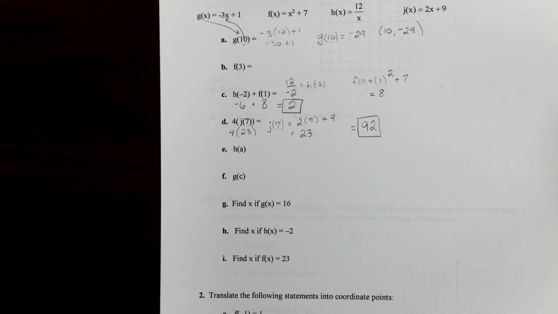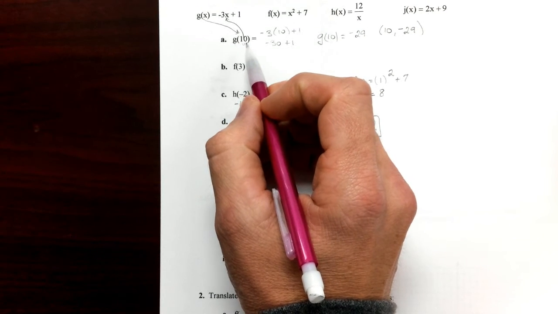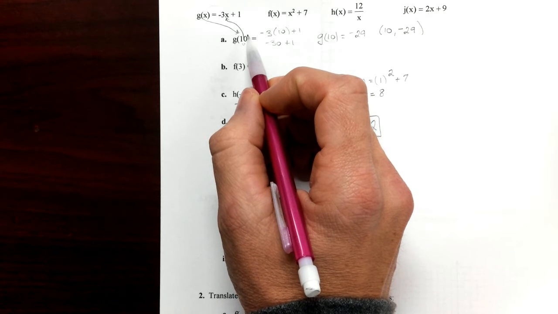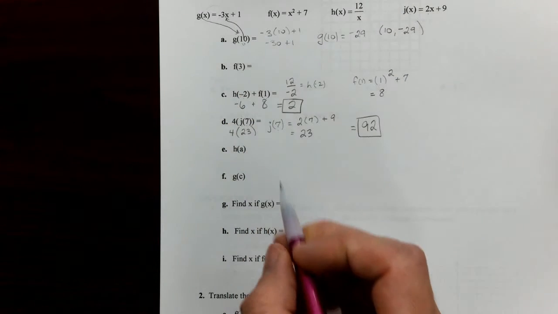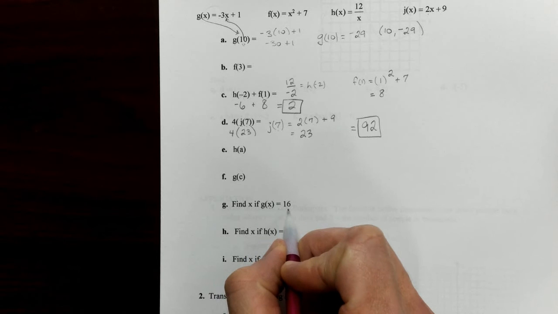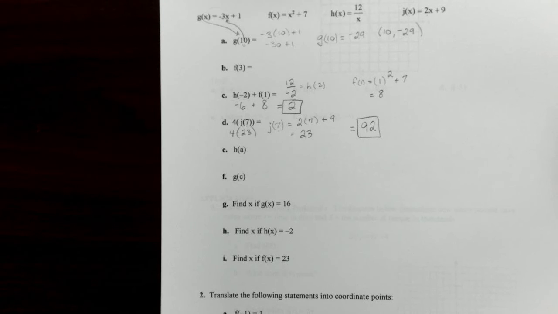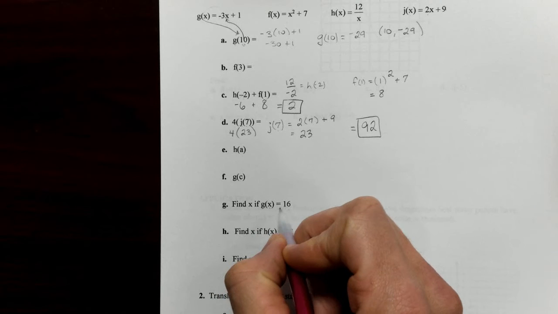That is new. Okay, so let's look at the difference between A and G. For A, the number is inside your parentheses. So this is telling me this is the x value. So x equals 10. Look at G. This says that G of x equals 16. That 16 is not in the parentheses anymore. This is telling you that the whole function G of x equals 16.